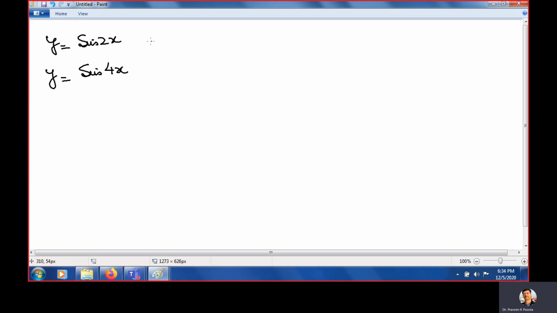If you see in both the cases, the period is 2 pi upon b. What is the value of period 2 pi upon b? 2 pi upon b means 2 pi upon 2. 2 is cancelled. So the period of sine 2x is pi.